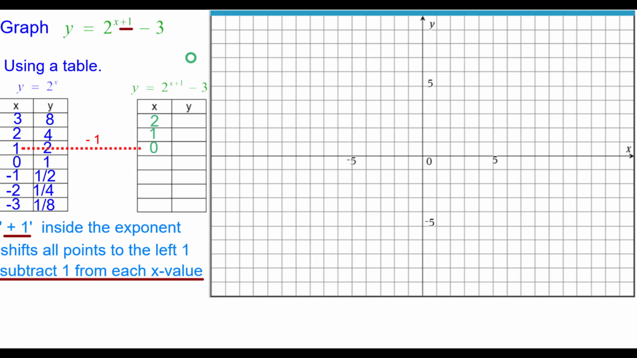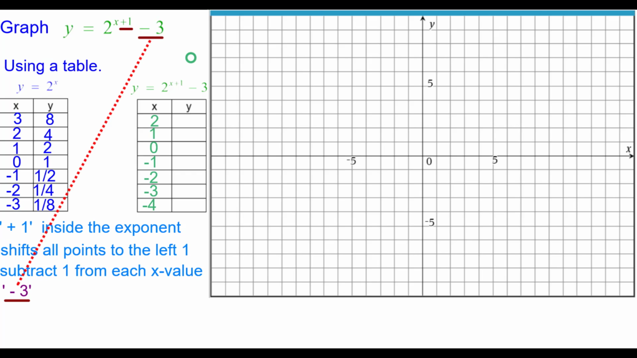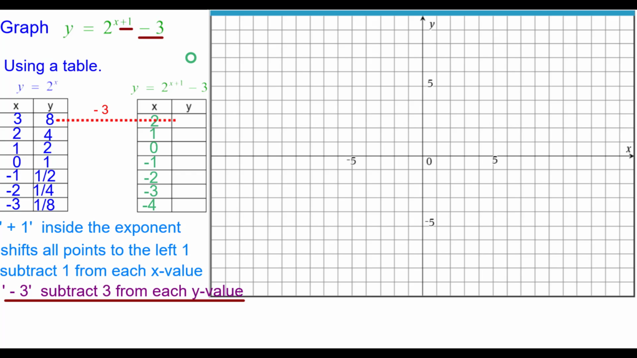One minus 1 is 0. Negative 1, negative 2, negative 3, negative 4. Press pause anytime as you need. Using the other parameter, the minus 3, subtract 3 from each y value. Starting with 8, 8 minus 3 would be 5. And we can plot 2, 5. 4 minus 3 is 1, so we'll plot 1, 1.